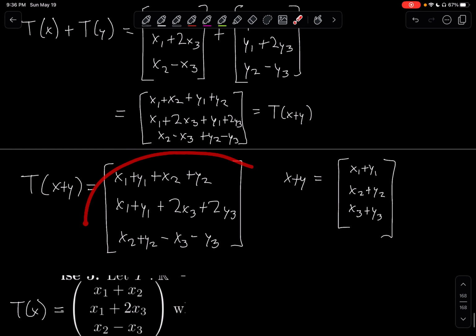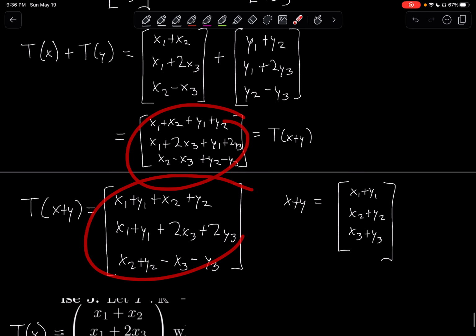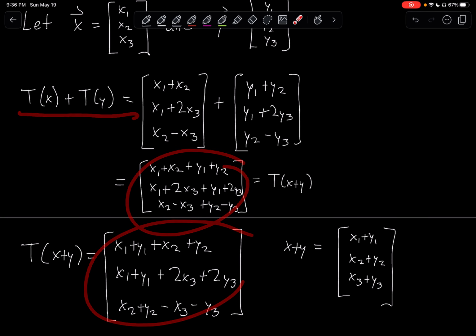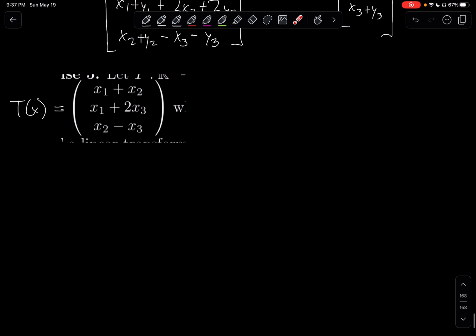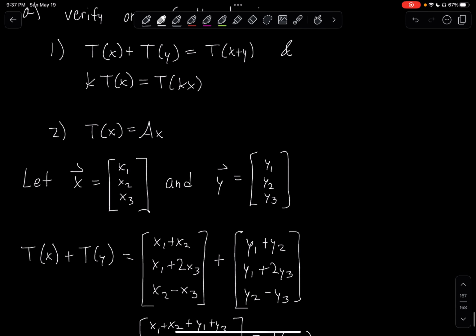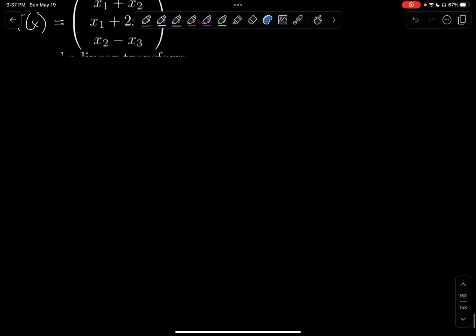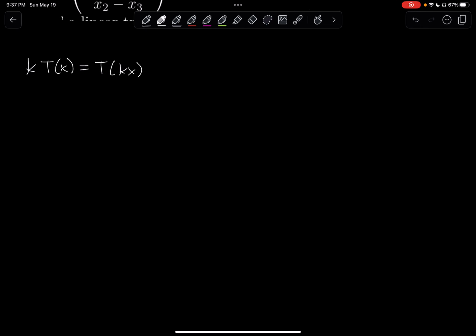So since this is exactly equal to this, I know that T of x plus y is equal to, well, I actually said it in reverse order, but T of x plus T of y is equal to T of x plus y, right? So that was one. Now I have to go ahead and prove this condition right here. Okay, so let's go ahead and do that, right?